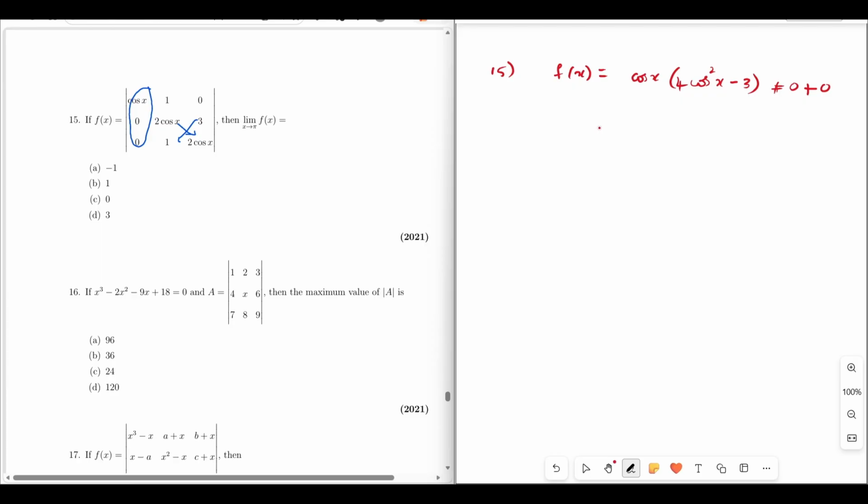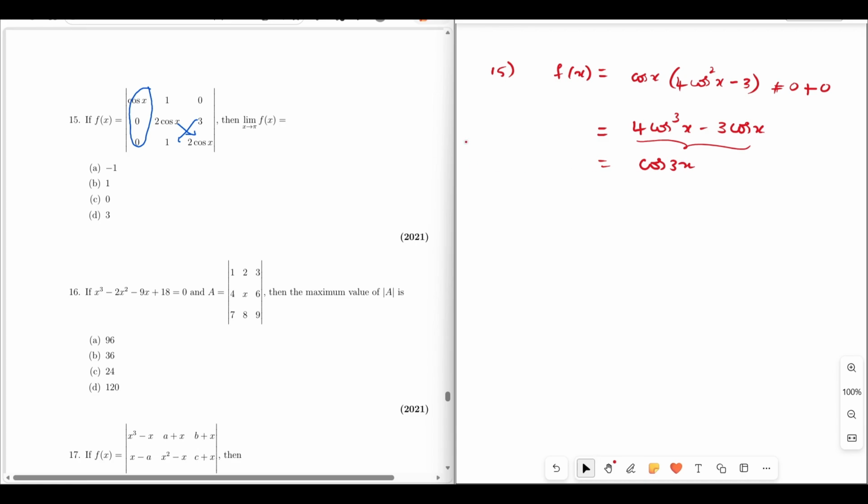Now simplifying this, multiply cos x inside, and you will get 4 cos cube x minus 3 cos x. What is the formula for 4 cos cube x minus 3 cos x? This is nothing but cos 3x.